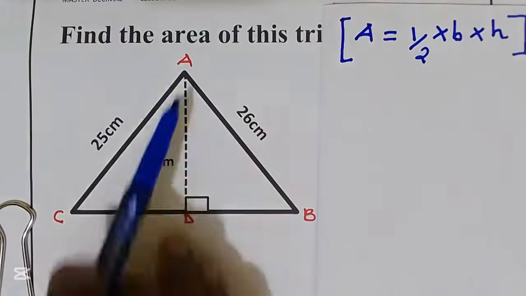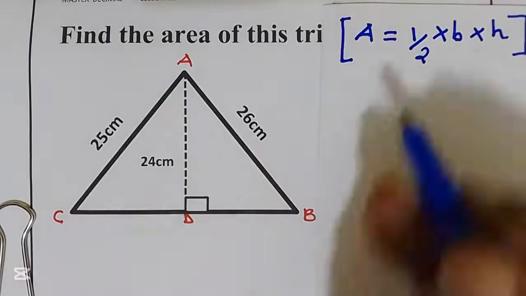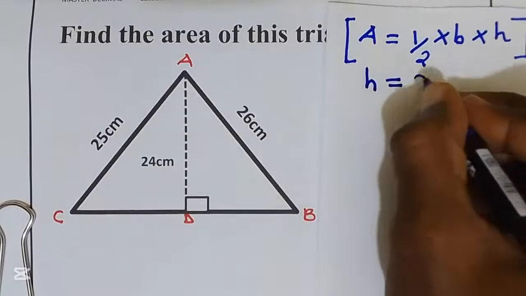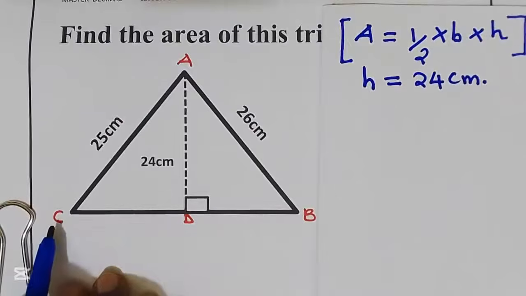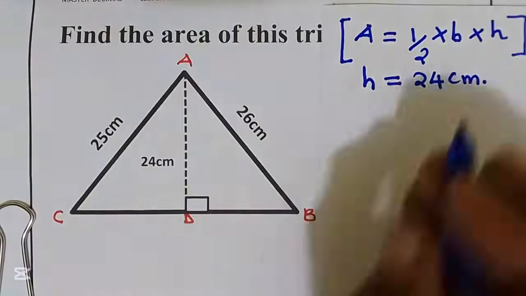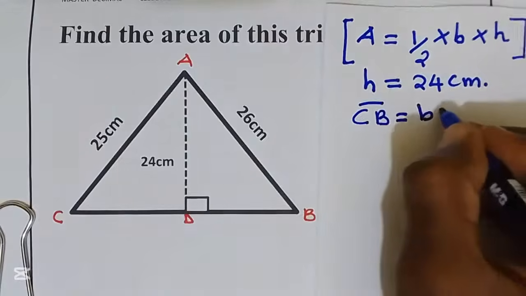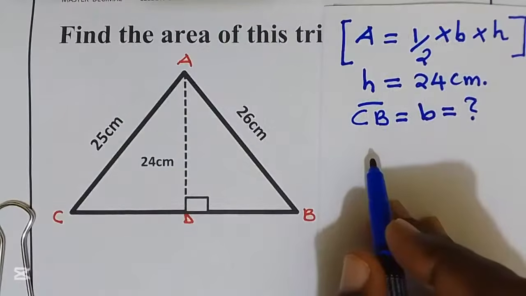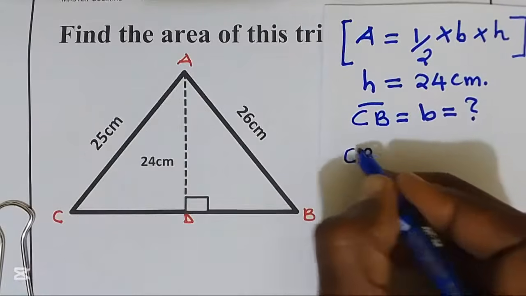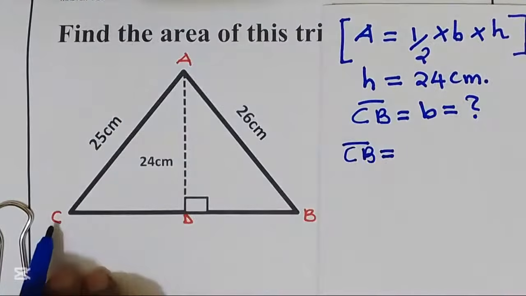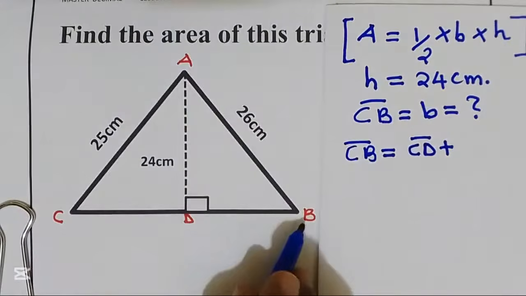From our triangle ABC, they have given us the height of 24. We have height equal to 24 centimeter, and the base is distance CB. They don't give us distance CB, which is equal to the base, but we don't know that. For us to get the area, we need first to find the distance CB. CB is equal to distance CD plus distance DB.